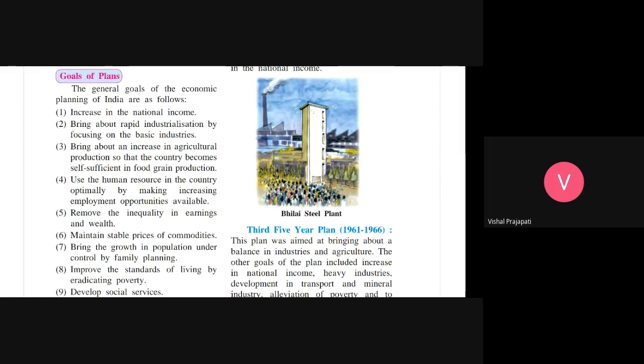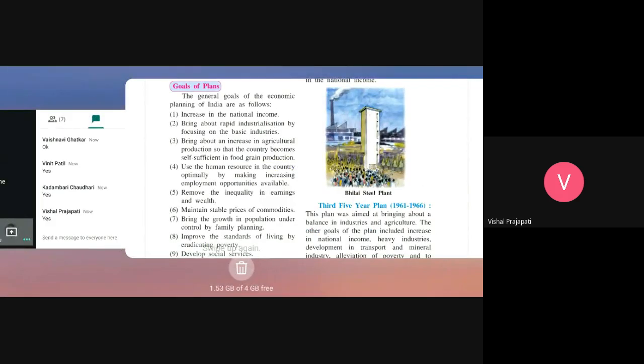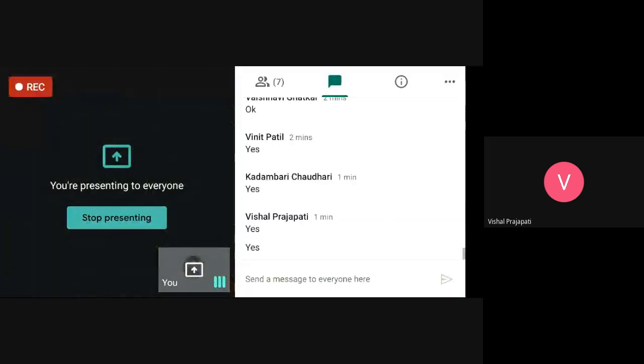So this was all about the goals of the planning, or goals of the plan. This has been happening from our independence. From the first 5-year plan, all these things have been taken into consideration: that we have to generate employment, improve the standard of living of the people, and be self-reliant in food grains, likewise. All right, so got it?